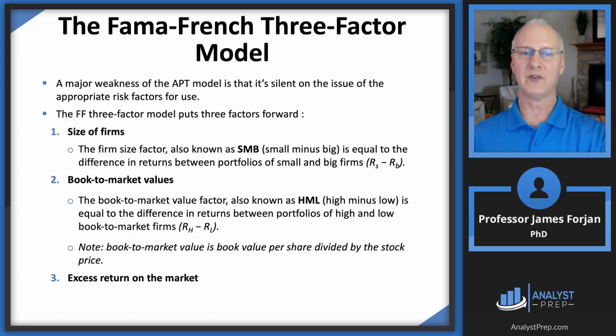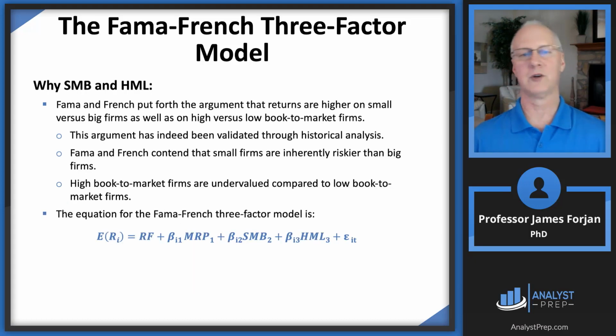And this size effect persevered across all different sorts of sections of industries and companies. Book-to-market values also persisted these kinds of returns. Value, this is where value stocks tend to outperform growth stocks. And then there's the excess return on the market portfolio. Notice my first circle point there: this argument that returns are higher on small firms and higher on high book-to-market firms, which are value firms, has been validated through historical analysis.